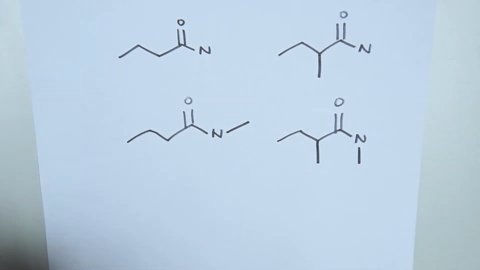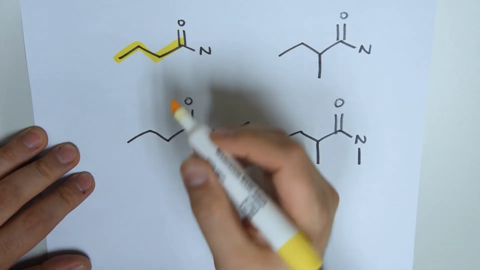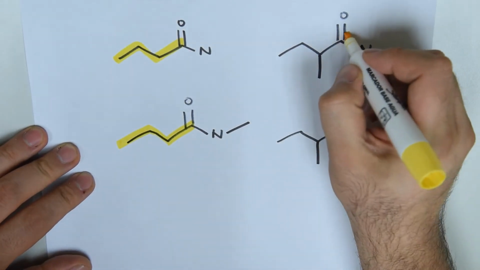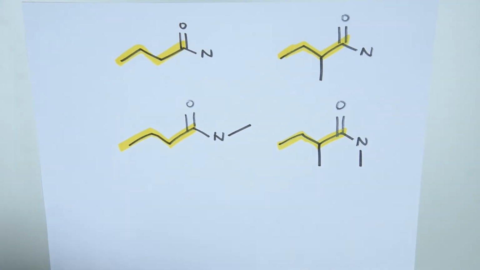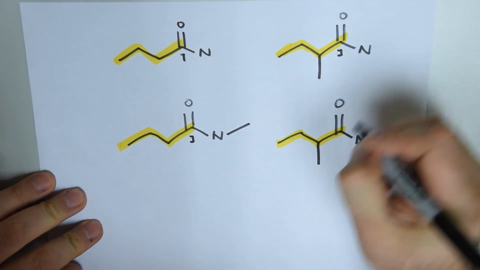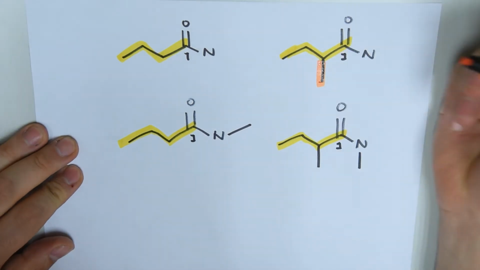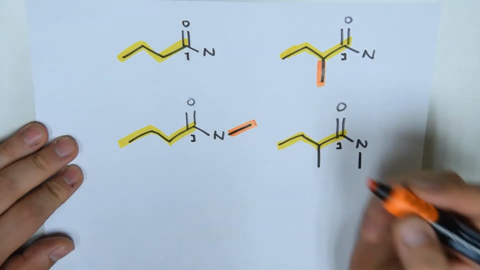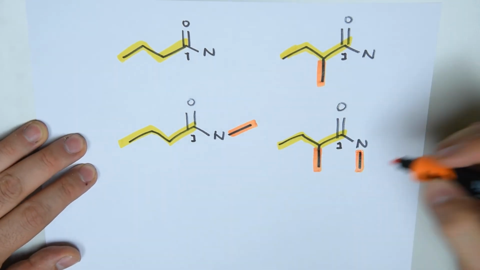Let's look at the difference in naming these 4 structures. If I find my longest chain in all of them, I'm going to get 4 carbon atoms. 1, 2, 3, 4. 1, 2, 3, 4. 1, 2, 3, 4. And here, 1, 2, 3, 4. So, again, the amide group, this is always going to be number 1. This carbon receives number 1. Okay? And then I have to see whatever else I have attached additional to that chain. So in this example, I have a methyl on the chain. In this example, I have a methyl on the nitrogen. And in this example, I have methyl on the chain and on the nitrogen.